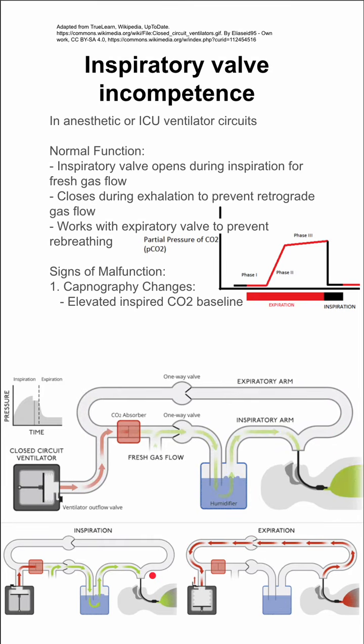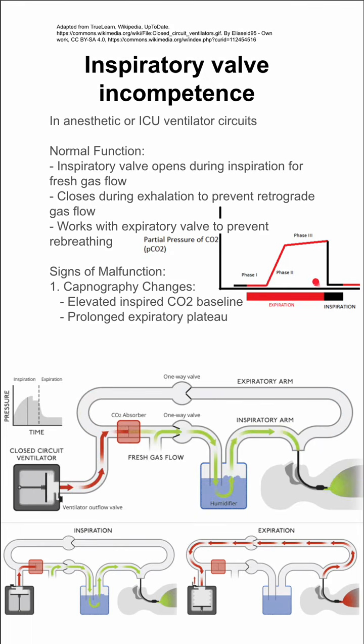There are some signs of malfunction. You have a normal capnography graph shown here. If you had inspiratory valve incompetence, you would have an elevated inspired CO2 baseline. So your baseline here would continuously go up a little bit. That's because if your inspiratory valve doesn't work, when you exhale, some of the gas will go back this way and you'll be rebreathing some of that carbon dioxide. So now your baseline CO2 level will be a little higher.